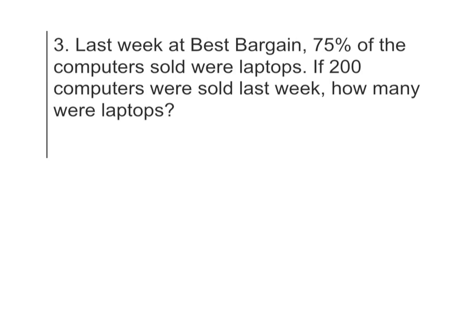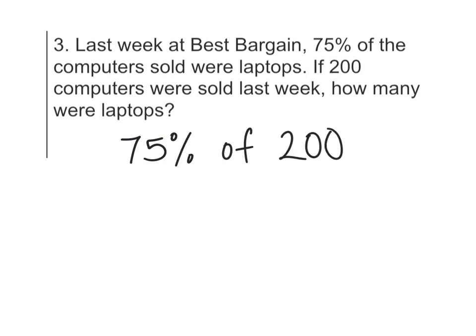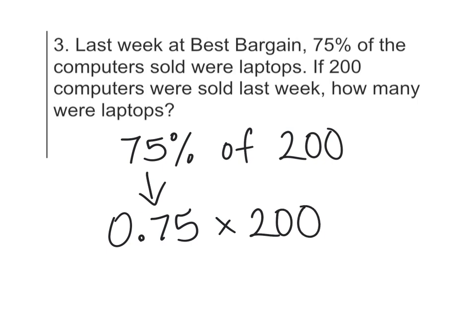Last week at Best Bargain, 75% of the computers sold were laptops. If 200 computers were sold last week, how many were laptops? So we're trying to figure out what is 75% of 200. We can use the decimal version of 75%, 75 hundredths, and then multiply by 200 to figure out how many were laptops. So 75 hundredths times 200 equals 150. 150 were laptops.